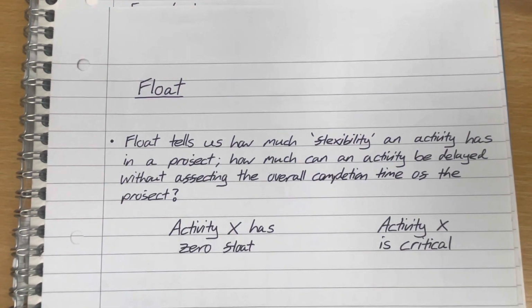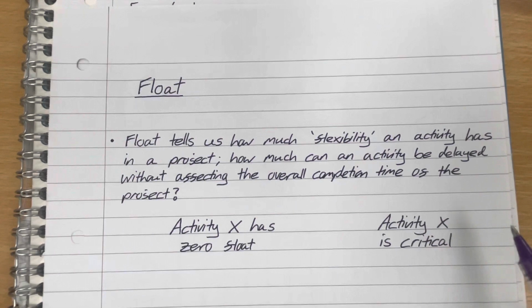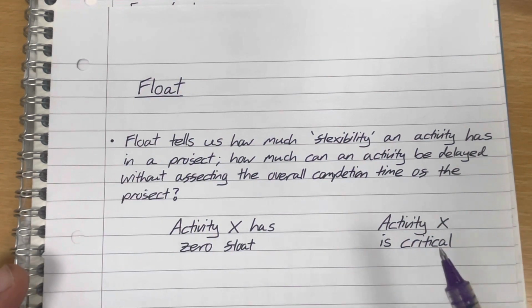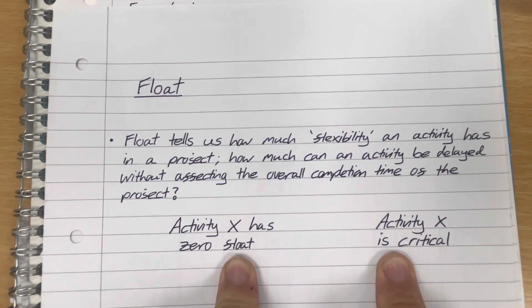Okay, in this video we are carrying on with our critical path analysis series, and we're going to look at float. So float is a measure of how much flexibility an activity has within a project, i.e. how much can an activity be delayed without affecting the overall completion time of the project. It is important to note that these two statements are one and the same.